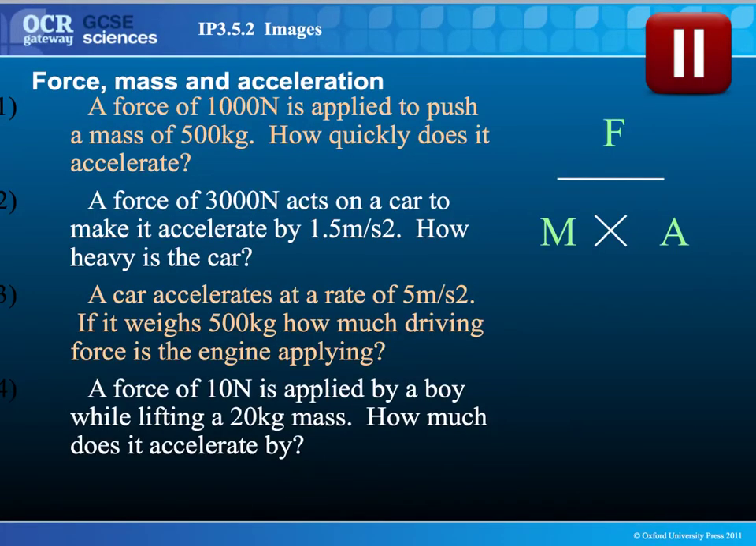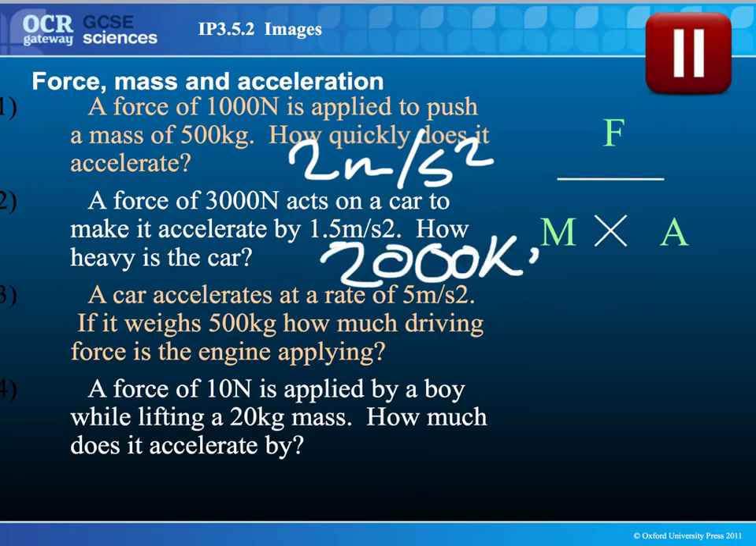You might want to try these questions before I go through them. First one, you've got a force, and it's asking you to work out acceleration, so it's force divided by mass. It's 1,000 divided by 500, which gives you acceleration of 2 meters per second squared. The second question, you have a force of 3,000 newtons. It's asking you to work out the mass of the car, and acceleration is 1.5 meters per second squared, so it's 3,000 divided by 1.5. So in this situation the mass of the car is 2,000 kilograms.